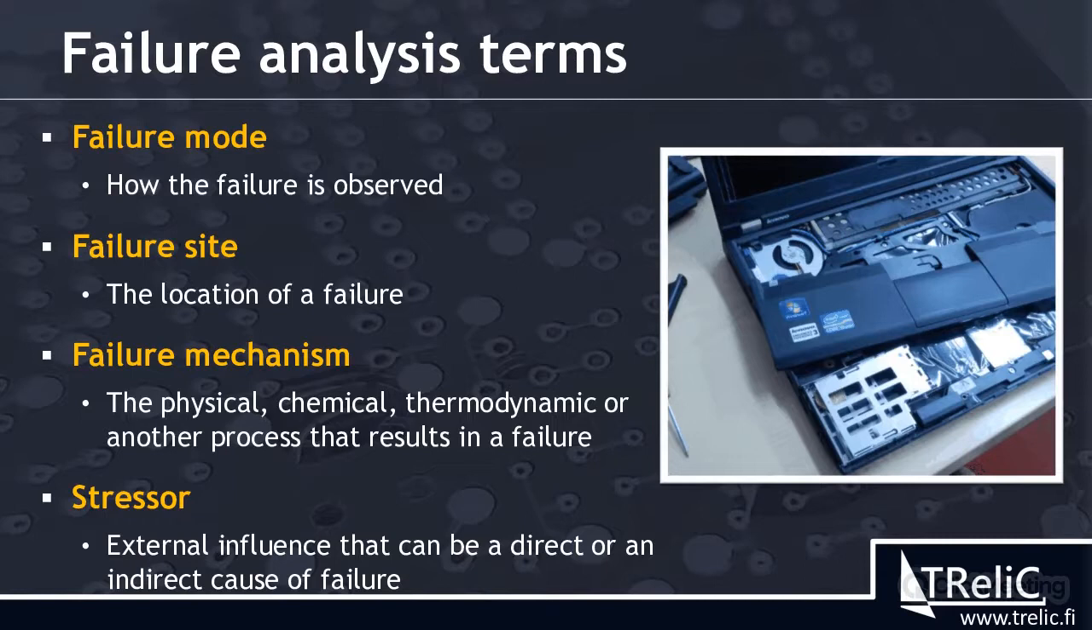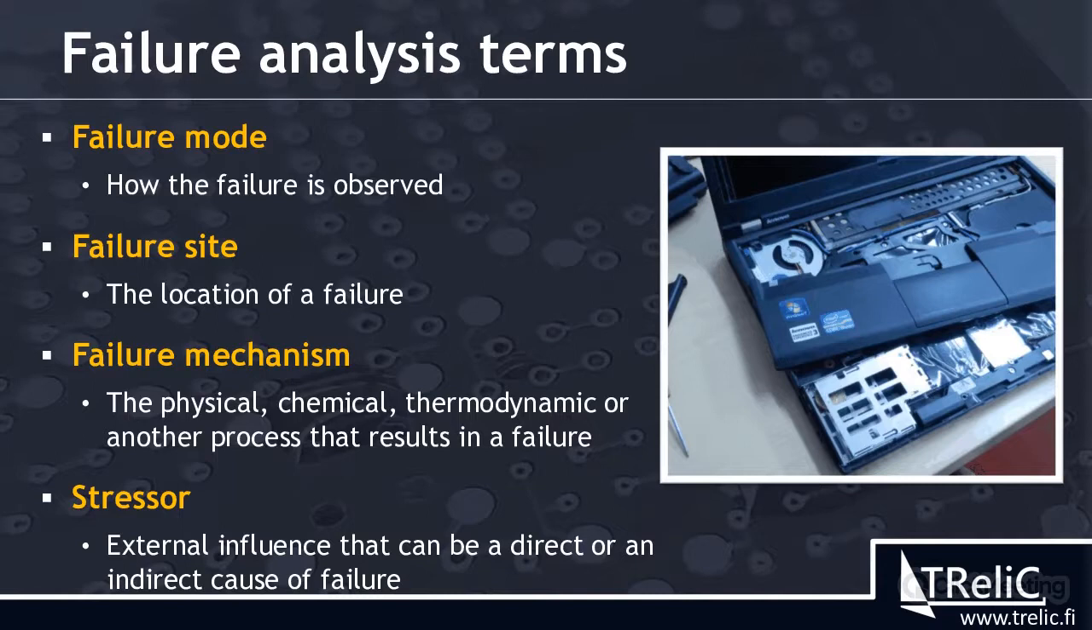So about some other terms, failure mode is how we observe a failure. For example, if the lamp doesn't turn on, we see the failure as there is no light. Or if a computer's display is not working, we know that, okay, this is how we see the failure happening. And then failure site is the location of the failure.